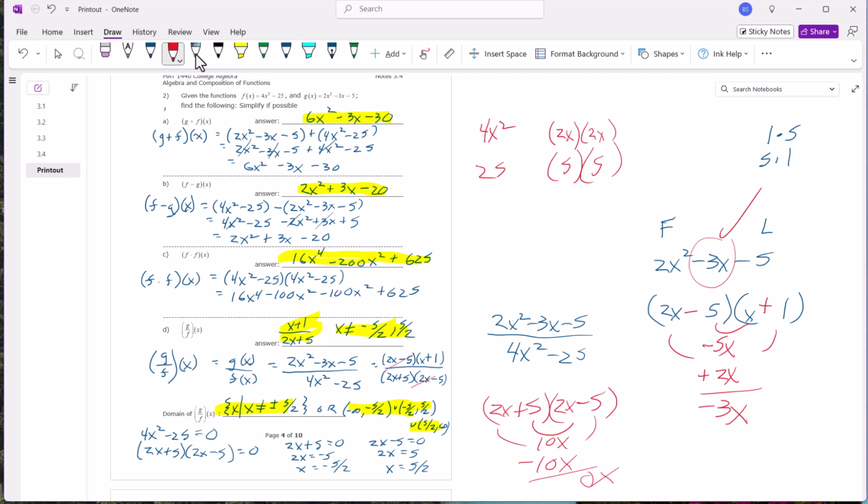The other thing I wanted to mention on this problem is that after you cancel out, to get the domain, you have to look not at just the 2x plus 5, but at both factors. So I set both factors equal to 0 to conclude that I can't have an x value of negative 5/2 or 5/2. That's how that works out.